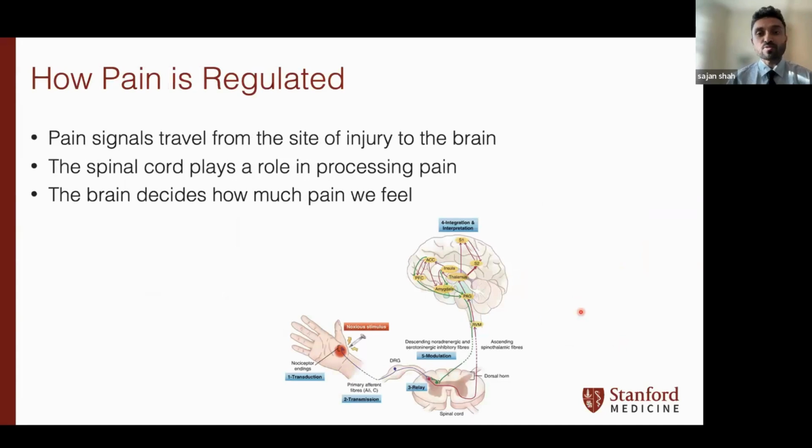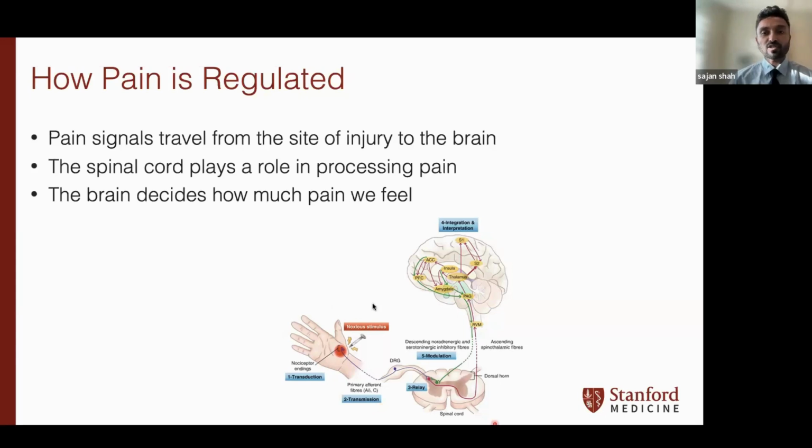So let's talk about how pain is regulated. As pain travels up from the site of the pain, which again is in the hand here in this image, back up to the brain, the spinal cord actually plays a role in processing this pain. After the pain is put through this processing center, it is then that the brain receives this processed input or pain signal and decides how it is perceived. So you can see how the spinal cord is kind of acting like a barricade between the brain and the area of the pain.